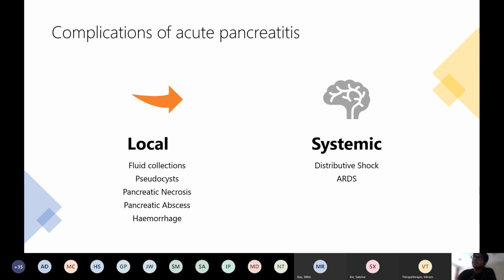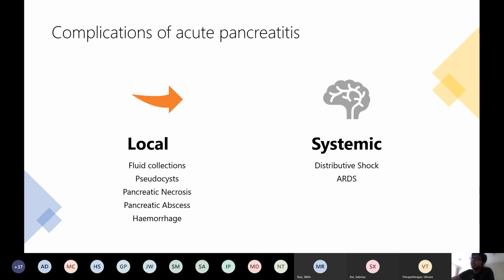Does everyone do it early and late? I find that early and late works better for chronic pancreatitis more than a single onset of acute pancreatitis. So I like to do local and systemic. So what kind of local complications can you get from pancreatitis? What problems can you get with the pancreas itself acutely?